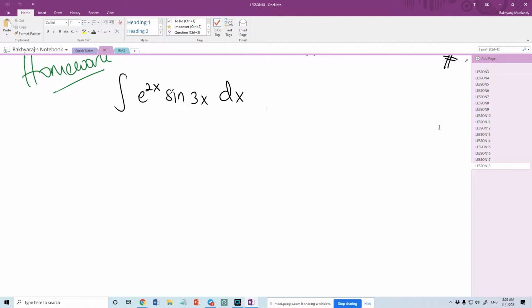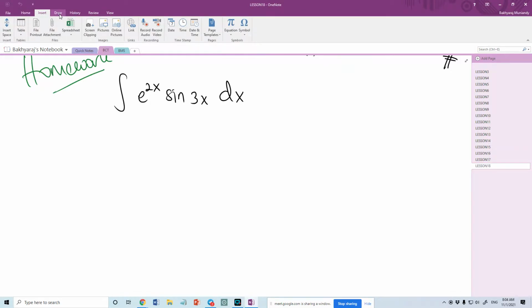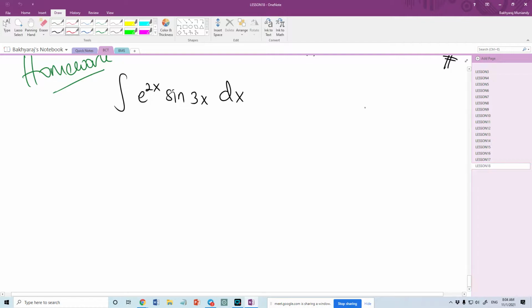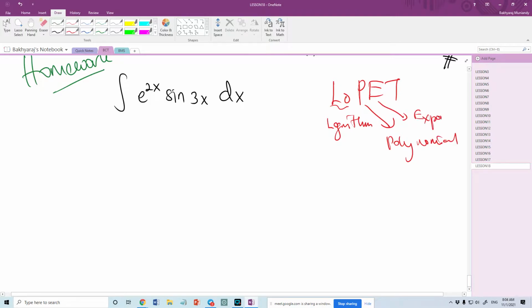So let me go with LOPET. First we need to get LOPET. LOPET, what does it say? L-O-P-E-T. So LO refers to logarithm, P refers to polynomial, E refers to exponent, and the last one is trigonometry. This is the basic thing that we studied last week.